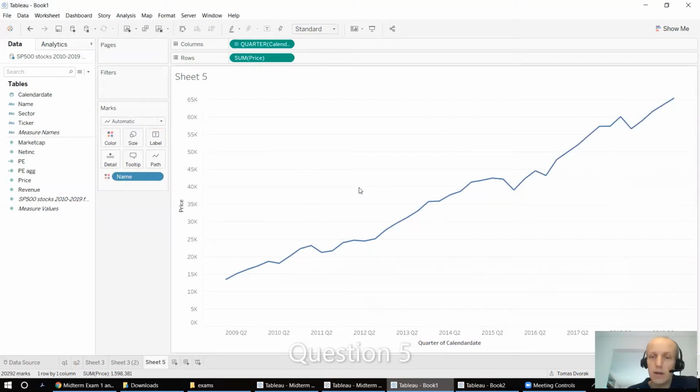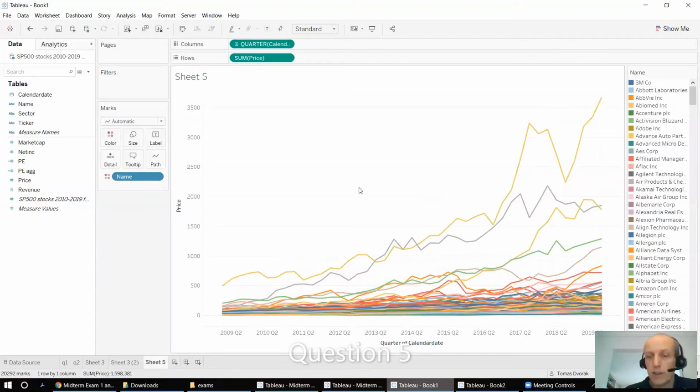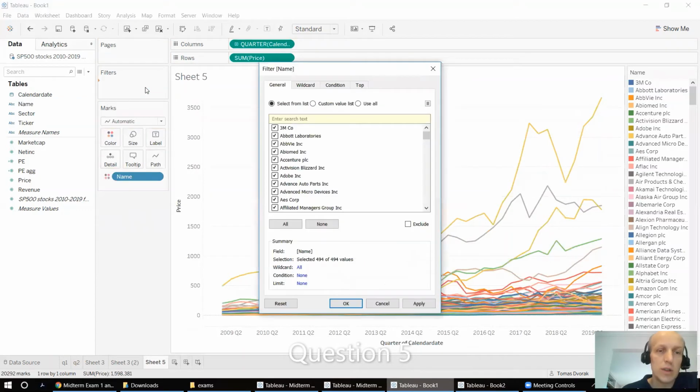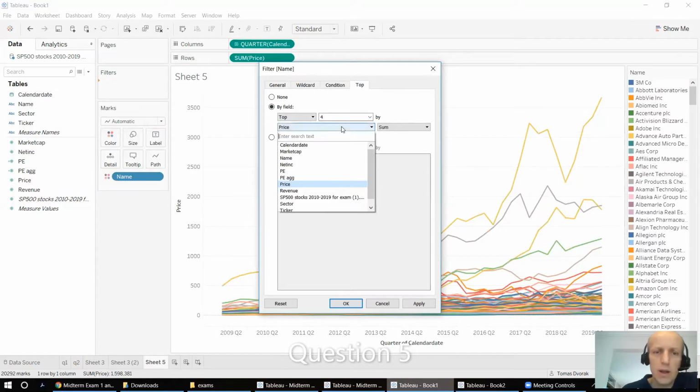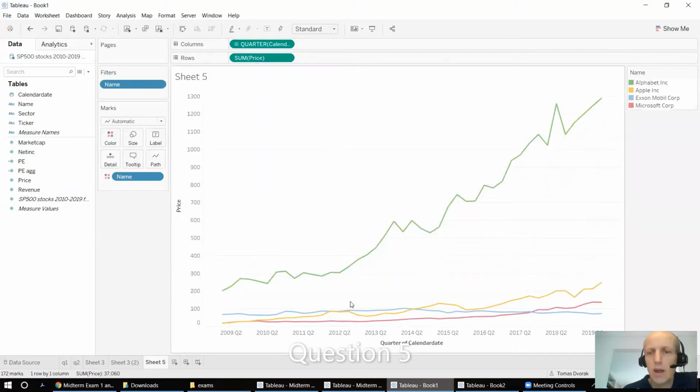Sure, we can add all members, and that's going to be 500 or so companies, but we actually want to filter them by field. I'm going to take only the top 4 by market cap, sum, okay, and indeed, I think we recognize these companies. That's Alphabet, Google, Apple, Microsoft, and Exxon.